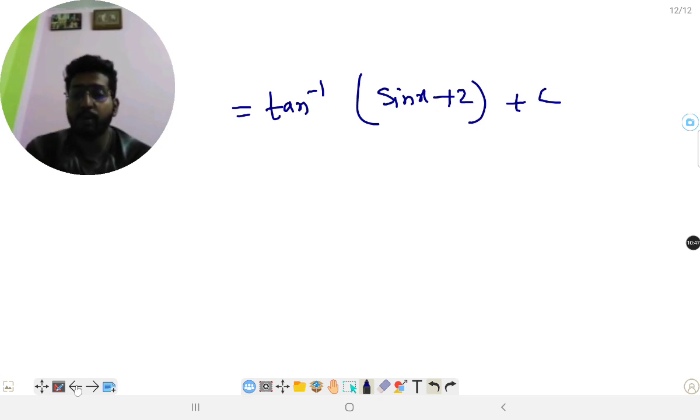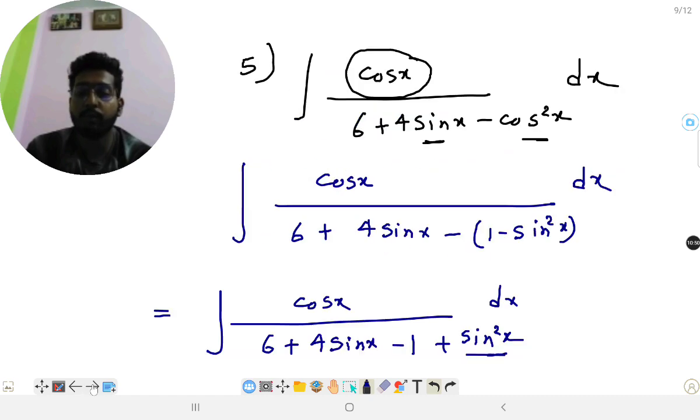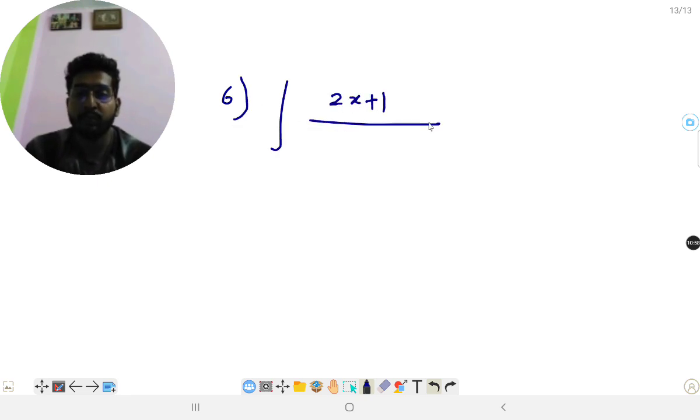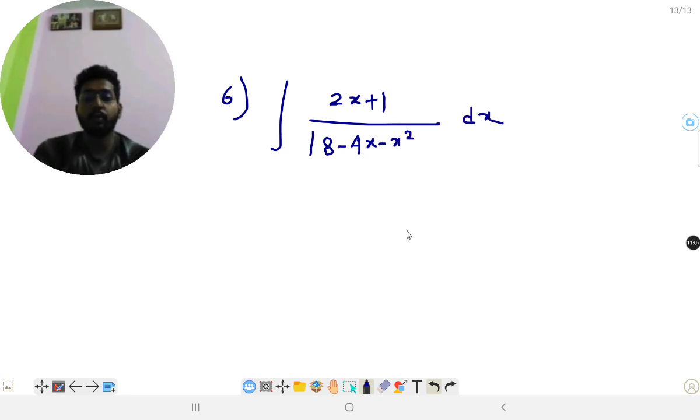Now next type of problem is this one. This is question number 5. Now go to question number 6. Now this type of problem, question number 6. So this is written as integration of (2x plus 1) by (18 minus 4x minus x square) dx. Now this one, how will we do that one?